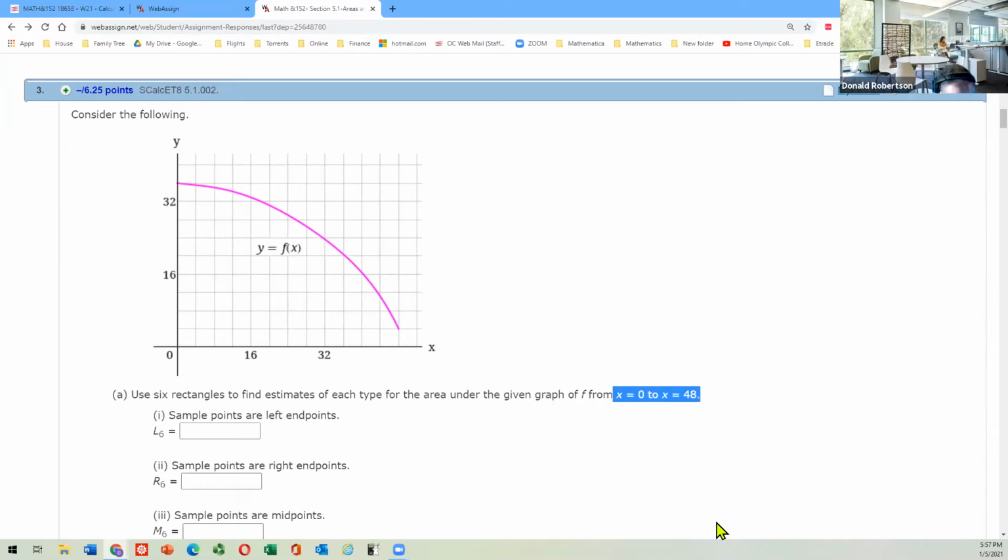So I'm writing this down, even though you can't see me writing it down, I'm doing so. And they want us to find left endpoints, L6. So I'm going to go back to my whiteboard and show you my start to this. If you start at 0 and you finish at 48 and you want 1, 2, 3, 4, 5, 6 strips, don't we need to find delta x?